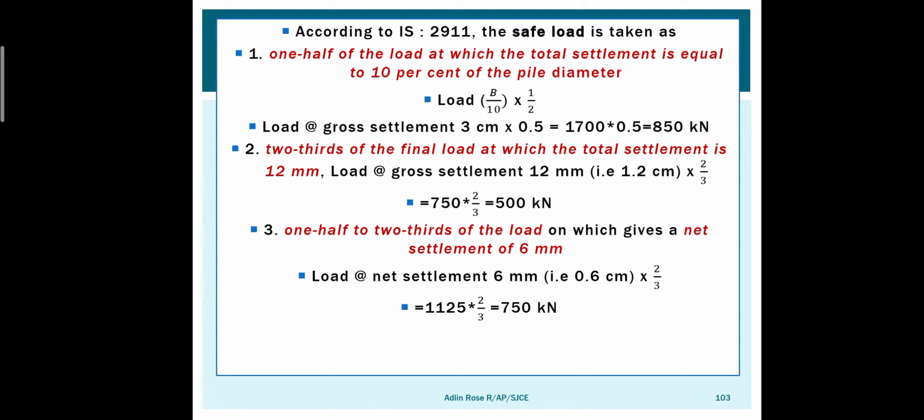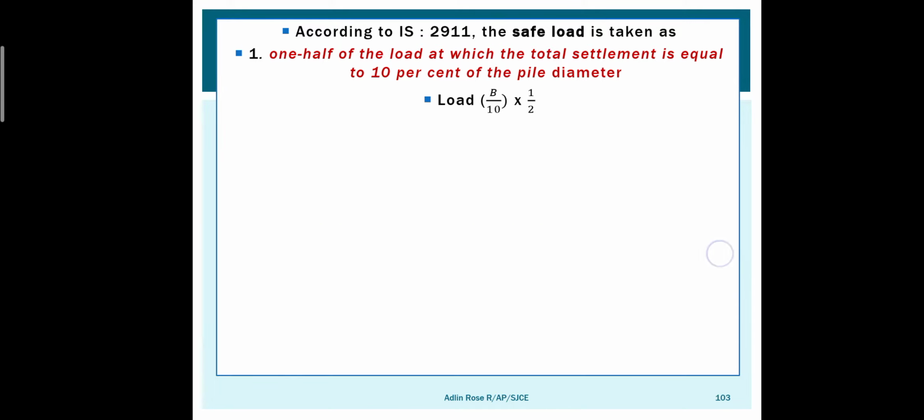This is the second method. And the third method is to find the value of B by 10. What is the diameter of the pile given here? Diameter of the pile is, okay, what is the diameter of the pile?